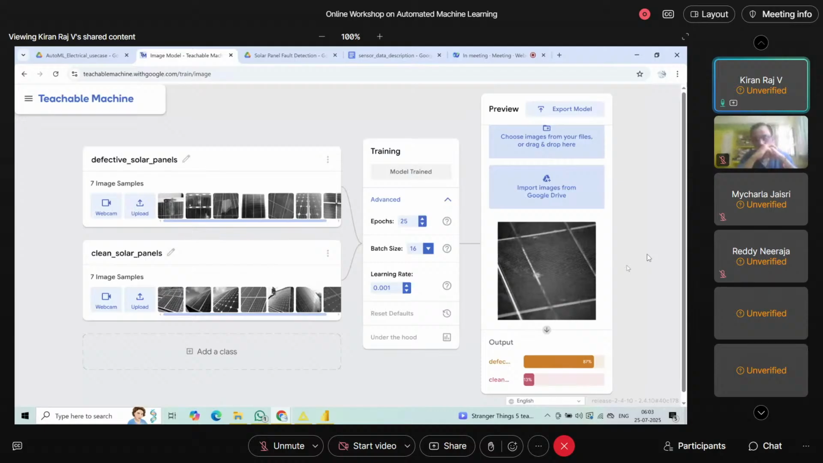So with this, we complete the second problem statement, that is, classifying the images of clean solar panels against the solar panels having electrical damages.